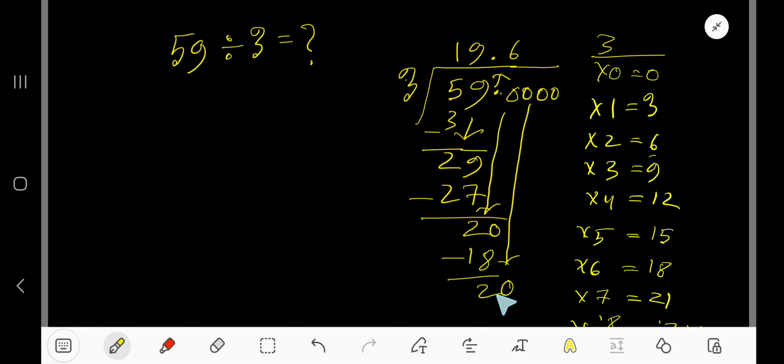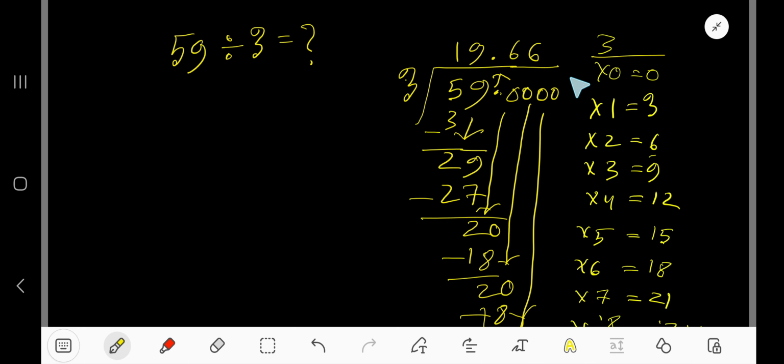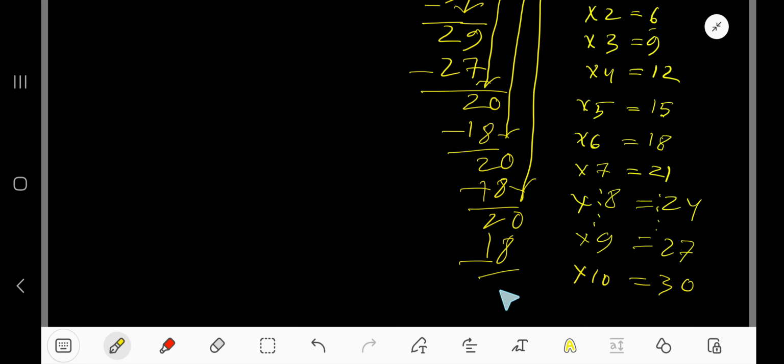Again you are getting 3 goes into 20, 6 times. 6 times 3 is 18. Subtract, 2. Bring down another 0, 20. 3 goes into 20, 6 times. 6 times 3 is 18. Subtract, 2.